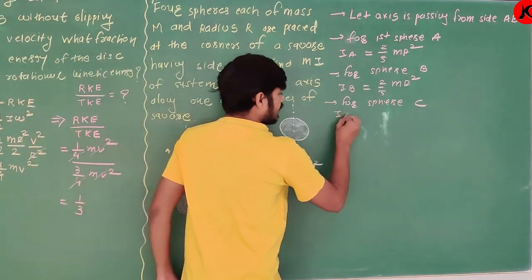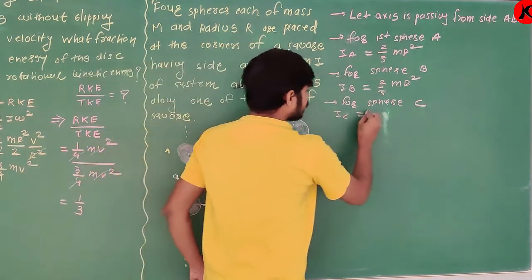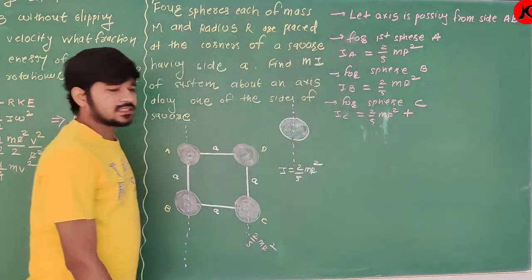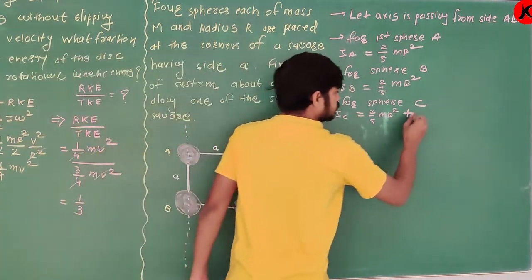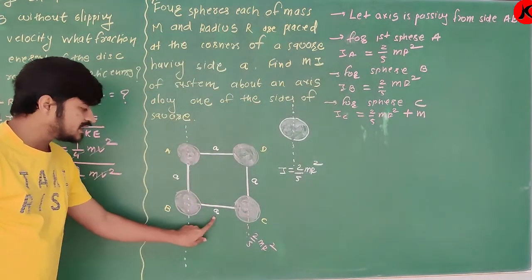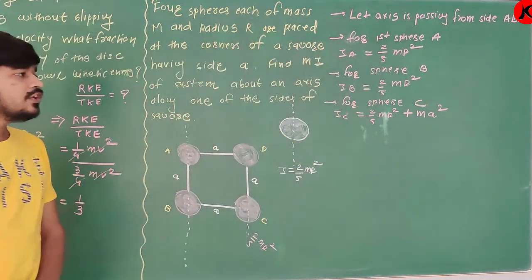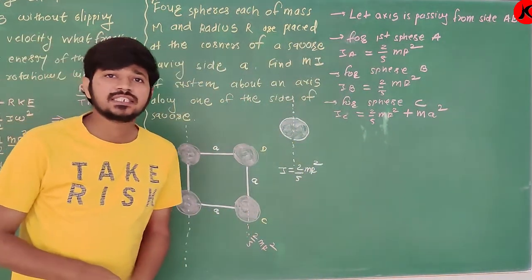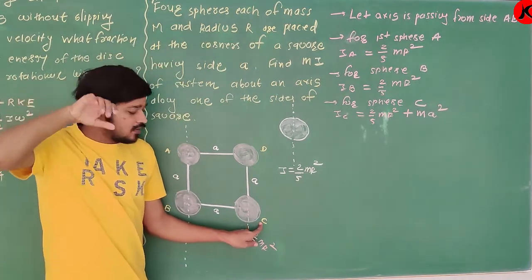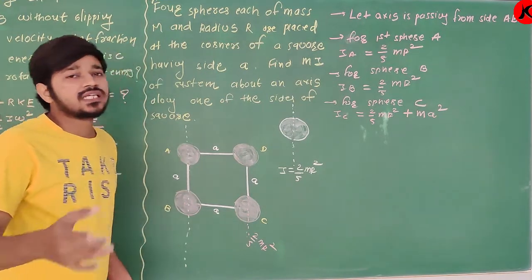I_C is equal to, about its own diameter, 2/5 mr² plus md². So it is m, and d is replaced by a, because the distance between these two axes is a. So it is ma². To find the moment of inertia of C about this given axis, you have to use the parallel axis theorem.